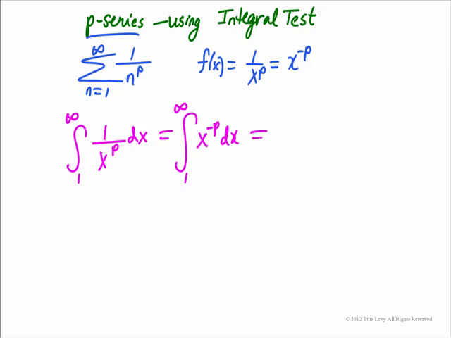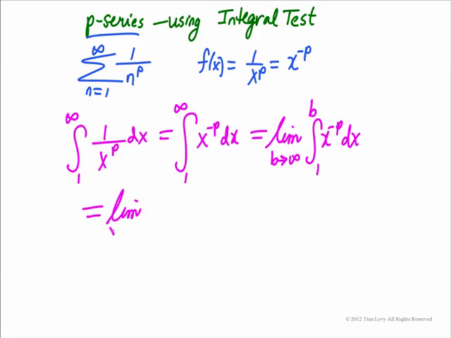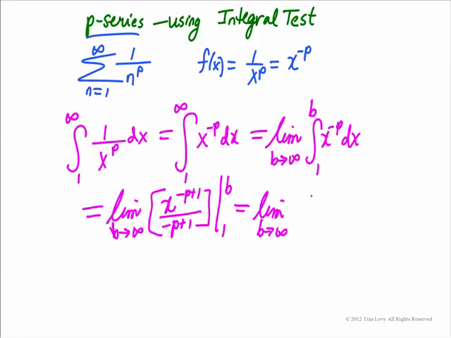So now this involves, of course, my limits. So it's the limit as b approaches infinity of the integral from 1 to b of x to the negative p dx. The antiderivative of x to the negative p is x to the negative p plus 1 over negative p plus 1. So we get the limit as b approaches infinity of x to the negative p plus 1 over negative p plus 1, evaluated from 1 to b. We get the limit as b approaches infinity of b to the negative p plus 1 over negative p plus 1 minus, plugging in 1, we get 1 to anything is 1, over negative p plus 1.